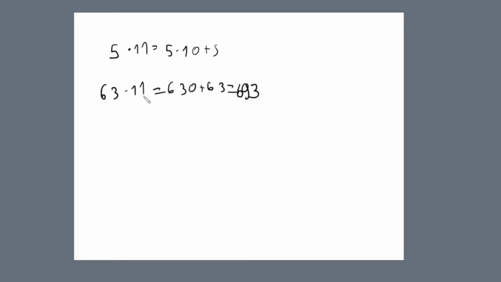For example, let's say you've got 5 times 11 again, and you can do it 5 times 10 plus 5. This is very effective for bigger numbers like 63 times 11. Now this seems very hard. That's equal to 630 plus 63, and that's 693. This is very useful.